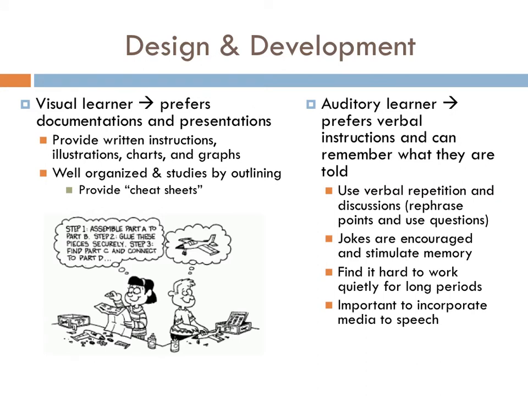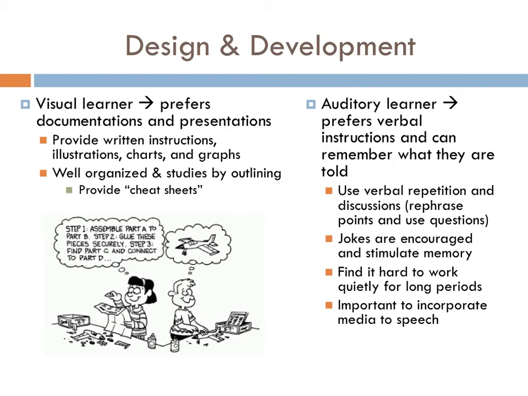So there are a few different ways you can reach out to adult learners to make your training effective because, as I just said, each individual doesn't learn by the same style as others. First, you'll have the visual learner. They prefer documentation and presentations. You should provide them with written instructions, illustrations, charts, and graphs. These types of learners are often well organized and they study by outlining, so it is helpful to provide cheat sheets for them.